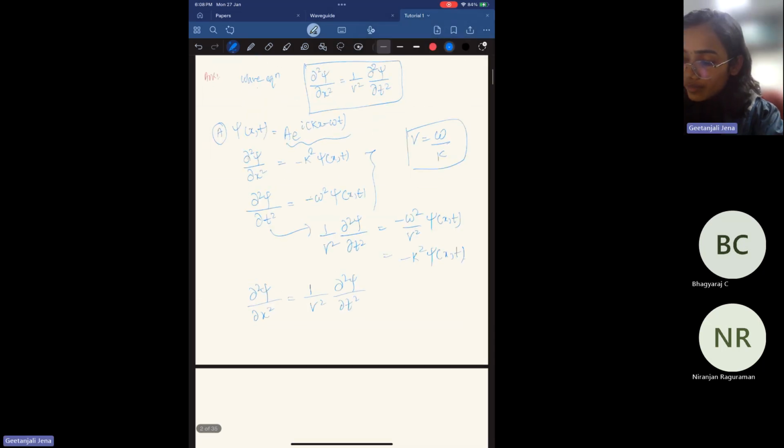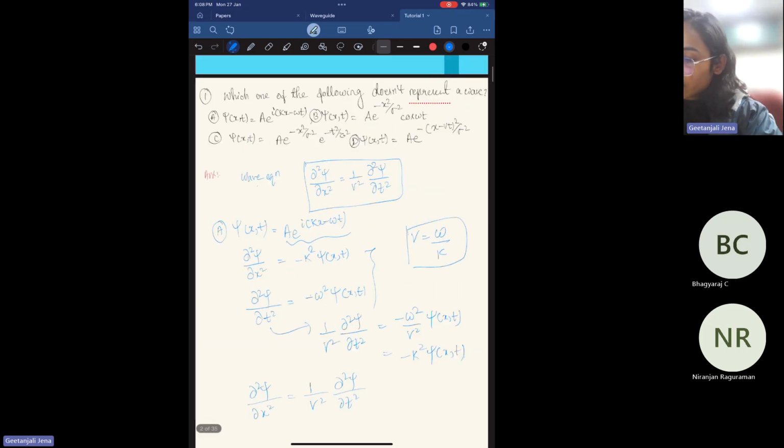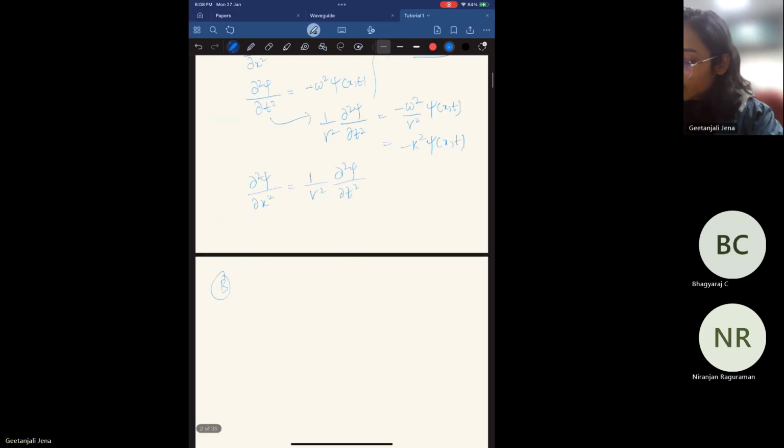So A part is a wave. So if you take the B part, psi of x,t is A e to the power minus x square by sigma square cos omega t. Now if you take the derivative dou psi by dou x, it's nothing but, I think you can calculate, it's minus 2x by sigma square psi of x,t, right?